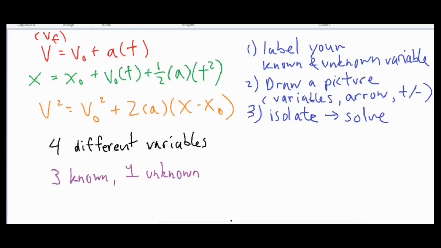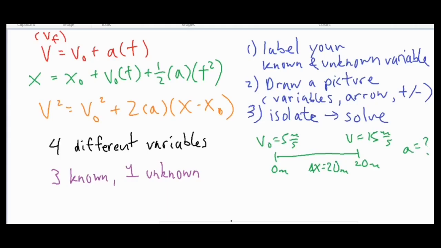All right, so let me show you what this might look like. So say, for example, you have an object that starts at 5 meters per second at a position of 0 meters, and then it travels 20 meters and then reaches a final velocity of 15 meters per second. So then we know our delta x is 20, and then we might be solving for our acceleration.